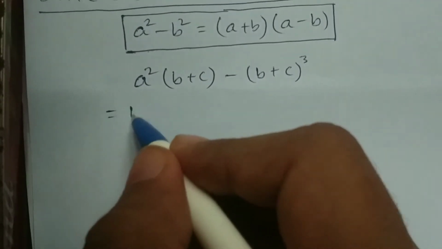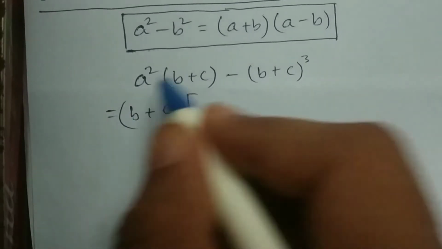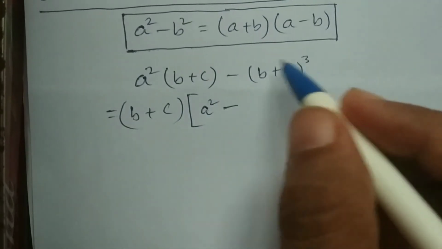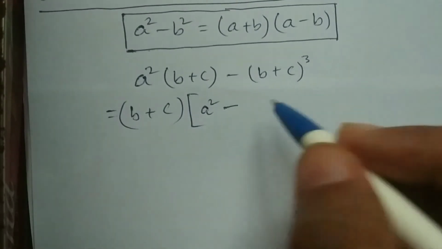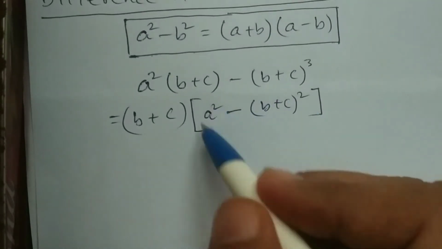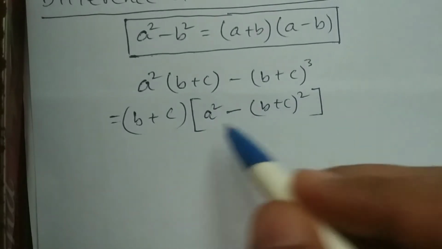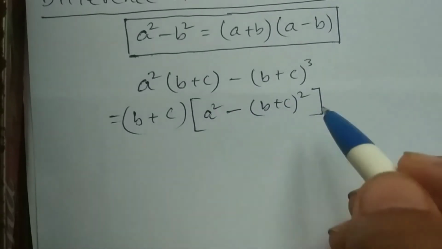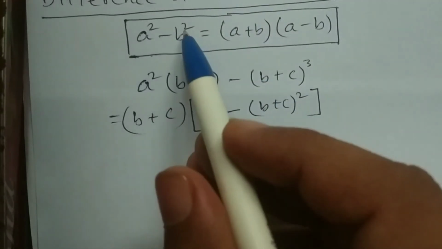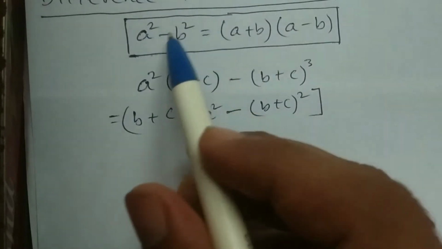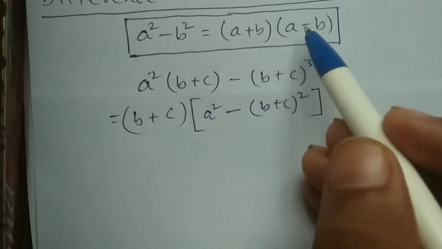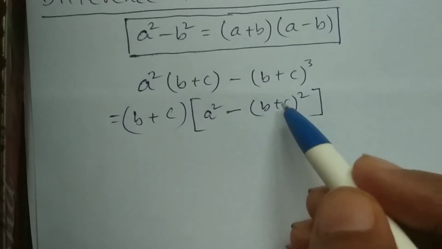So if I take b plus c as a common term, in the first it will be a square. So this is only the left out term, and in the right side one b plus c has been taken out. So two b plus c's are there, so b plus c whole square. Now I can say that this is a square and this is b plus c whole square, means this is in the pattern of difference of two squares. Now I will use the formula. Now according to the formula, a square minus b square means the first term square minus second term square, that will be equal to first term plus second term into first term minus second term. Here first term is a and second term is b plus c.